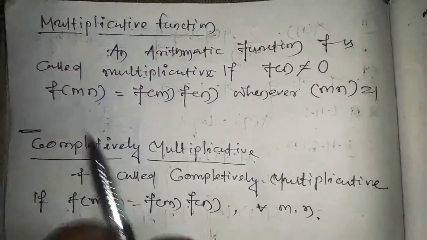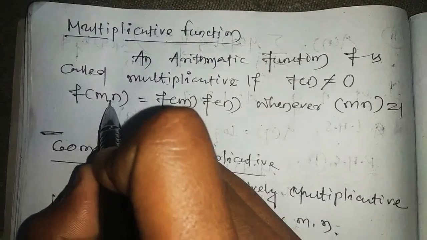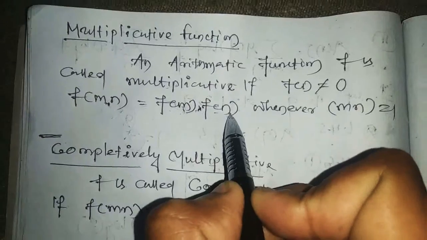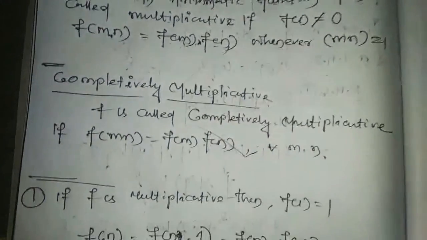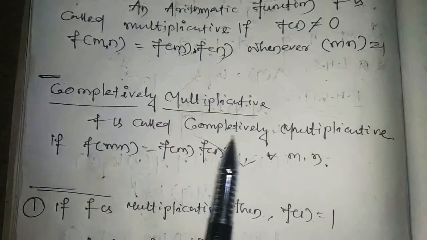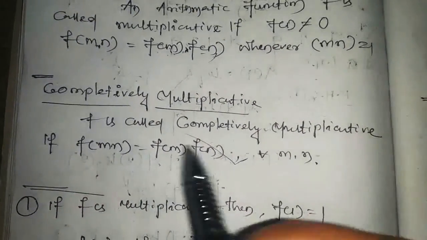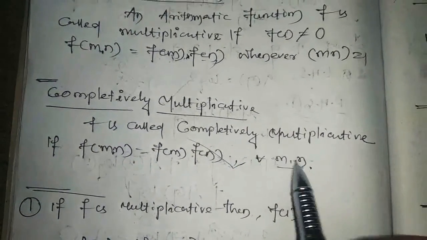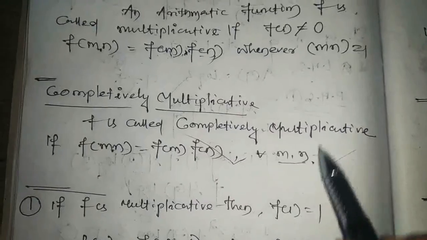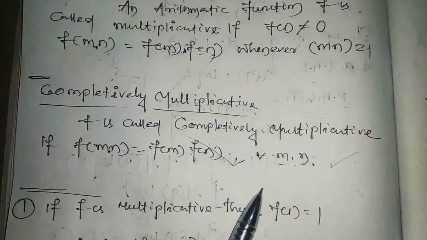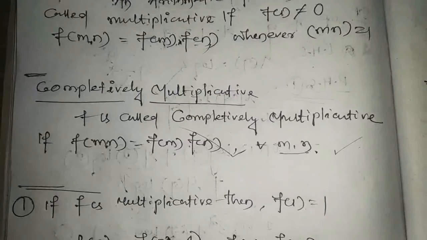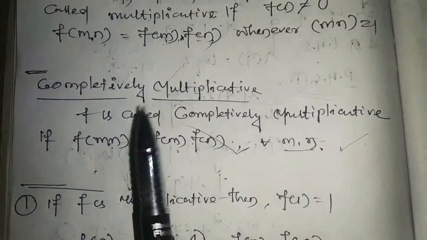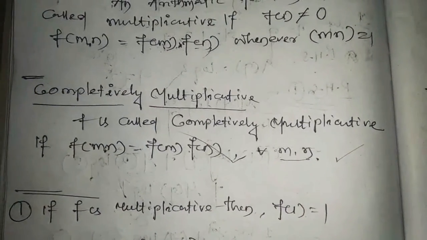Then we can write f of m into n. F of m into n can be written as f of m into f of n. Now, completely multiplicative. The arithmetic function f is said to be completely multiplicative if f of m into n gives f of m into f of n for all m, n. Here the GCD being 1 is not required. For all m, n, the GCD may be 1 or whatever. If f of mn is equal to f of m into f of n for all m, n, then f is said to be completely multiplicative.